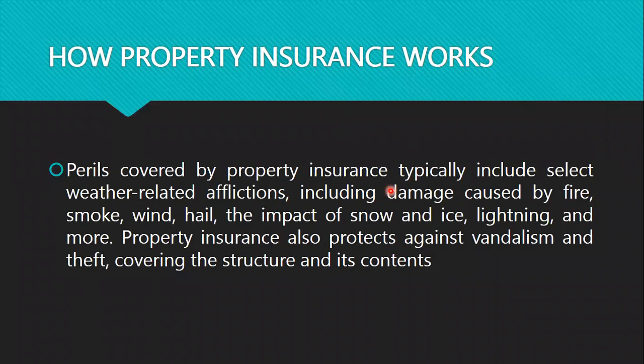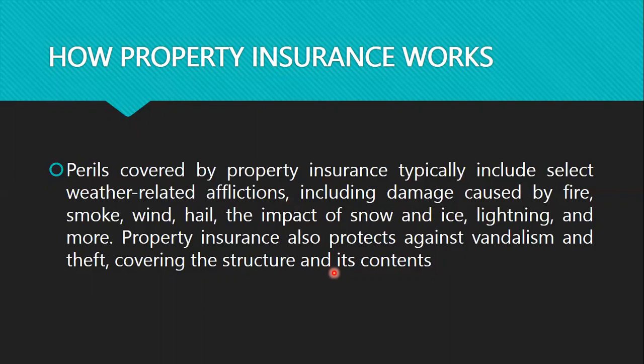So for example, you see over here, we have damage caused by fire, smoke, wind, hail, or the impact of snow, ice, lightning, and more. All of these are covered by property insurance because they are things that are not under control. And when they happen, we want to have some type of certainty that things are going to get better because you lost all those material possessions.